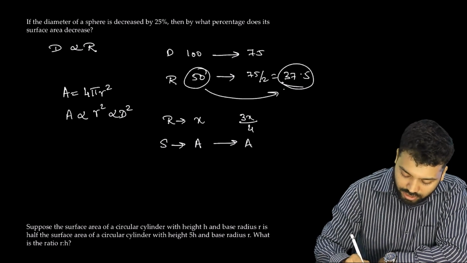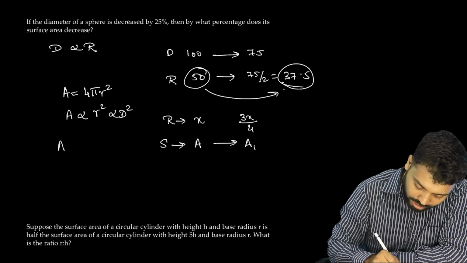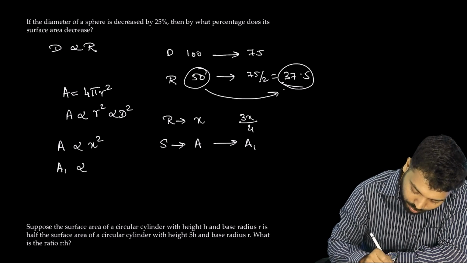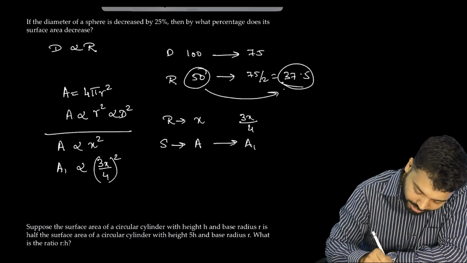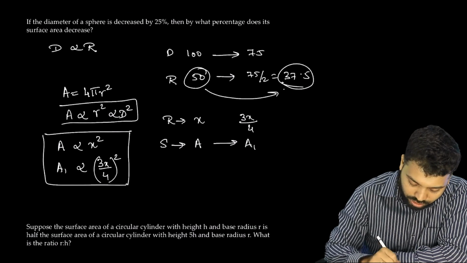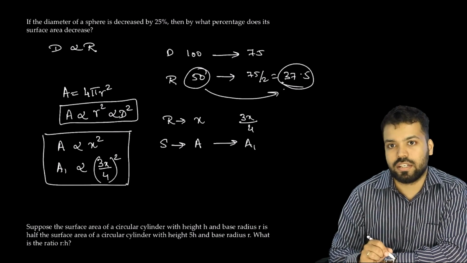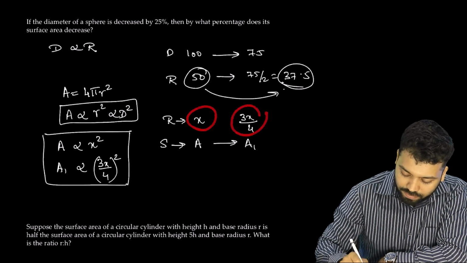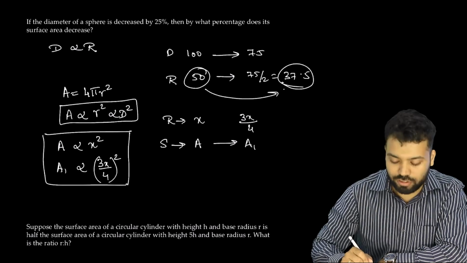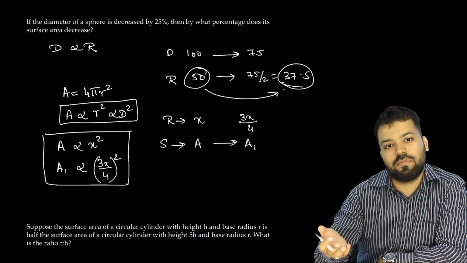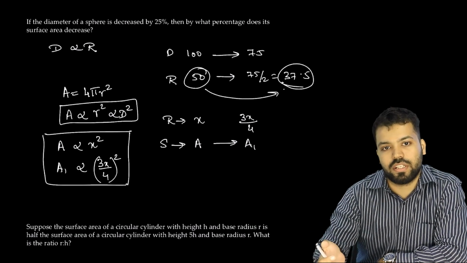Say this is A1, and we know that A is proportional to x square and A1 is proportional to 3x by 4 whole square. Correct? How did we get this? We got this from this relation. A is proportional to the square of the radius. The radius initially was x. It has become 75%, which is 3x by 4. Area has become A1. Now you divide one by the other and you will get the ratio.